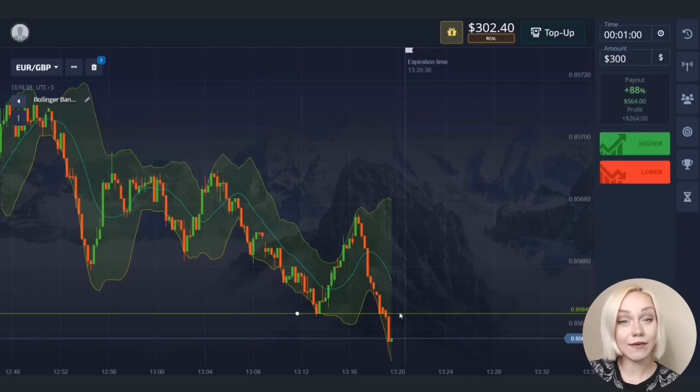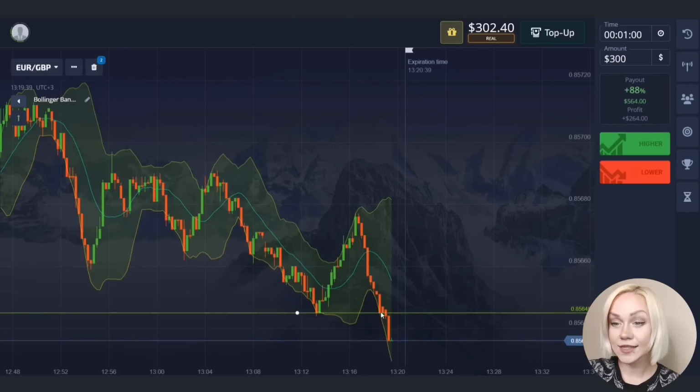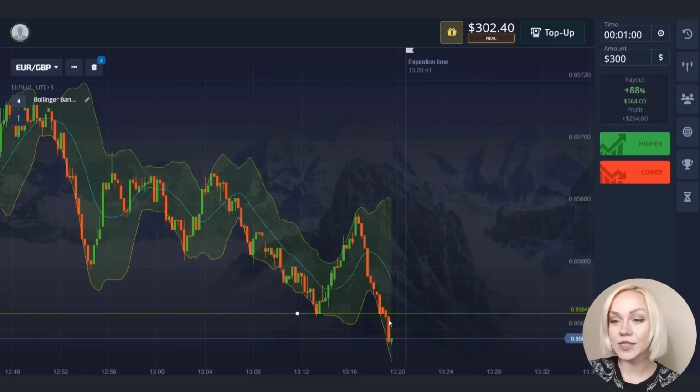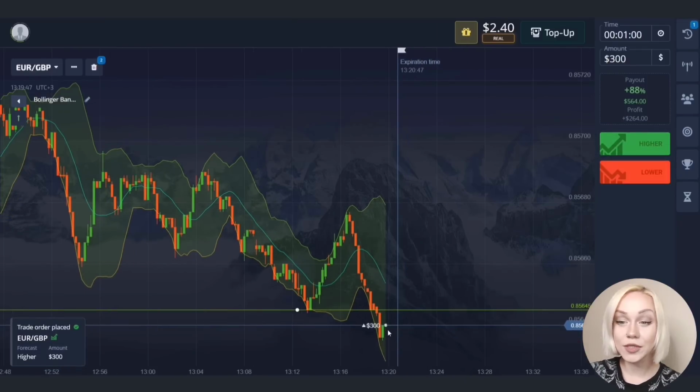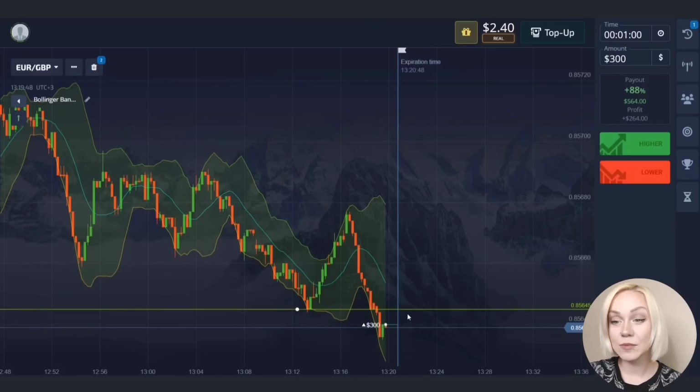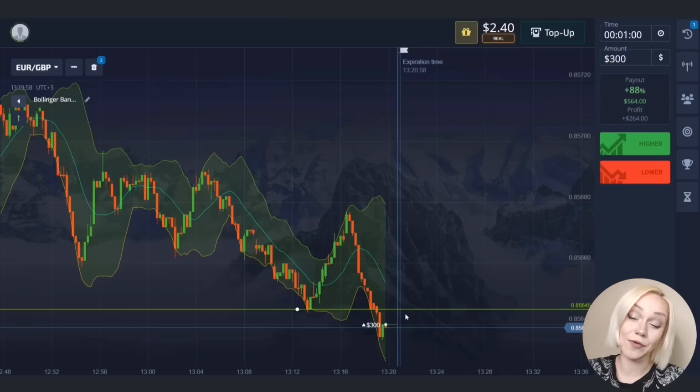Here we have the level of support. We see that there was a confident downward movement here as well as a breakout of the level. And at the moment a green candle is being formed. We open a trade for a raise. It's more likely that after a confident unidirectional movement breaking through the level, the price will fall into the correction zone. There will be a pullback in the opposite direction.